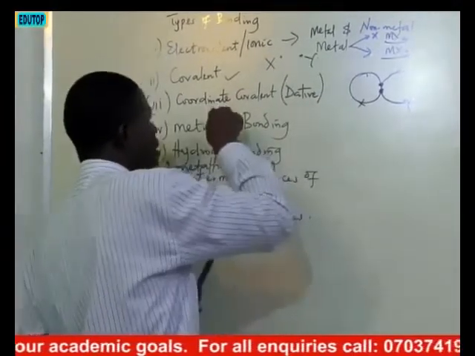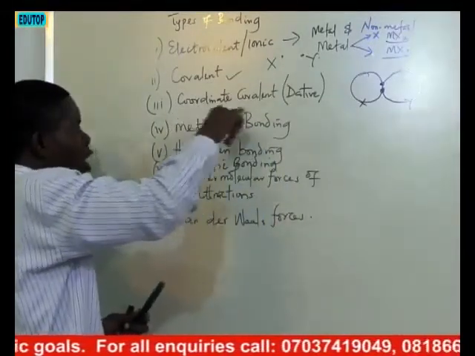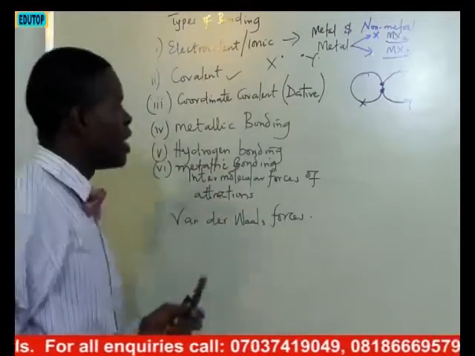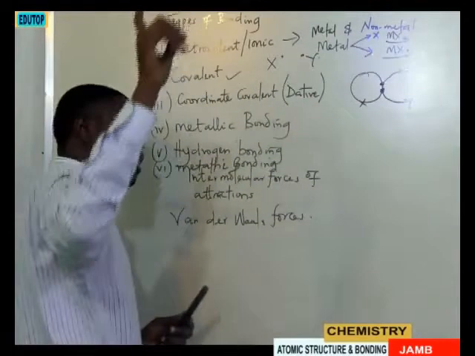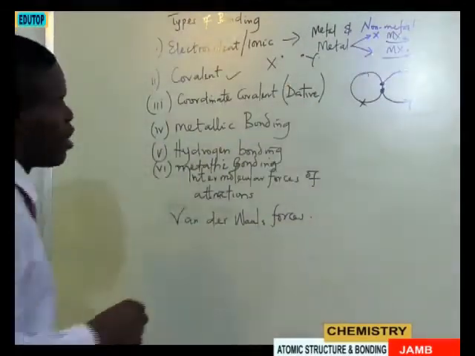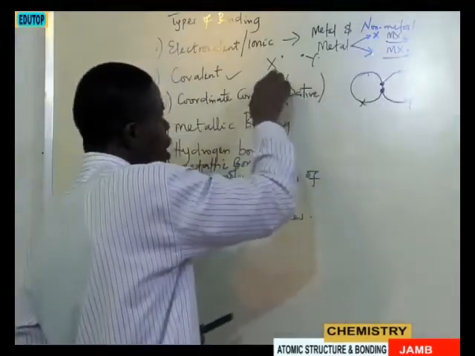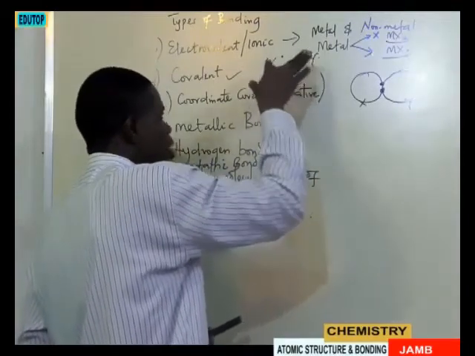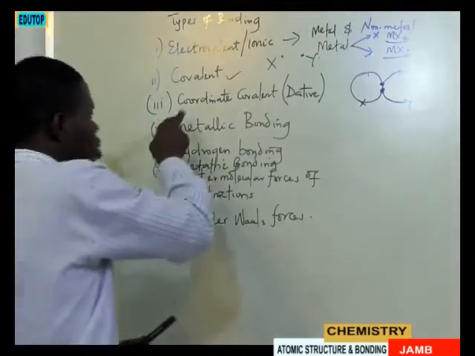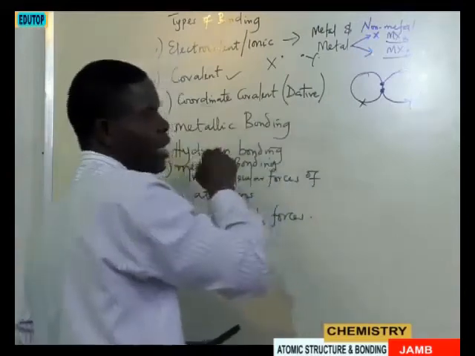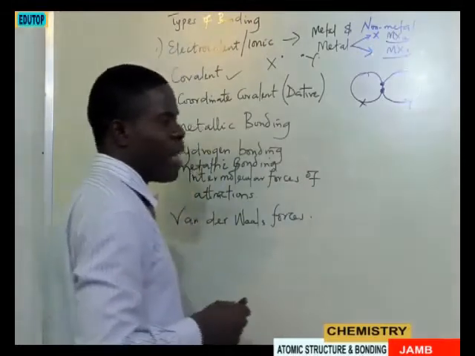Covalent bonding. Then in the case of coordinate covalent bonding, you know that it is an extension of covalent bonding. But the major difference is that in coordinate covalent bonding, the shared pair is donated by one participant. You can see that in covalent bonding, the shared pair is donated by what? The two participants are the donors of what? The electron, so that they can now what? Interact. But in coordinate covalent bonding, the shared electron is donated by only one of the participating species.